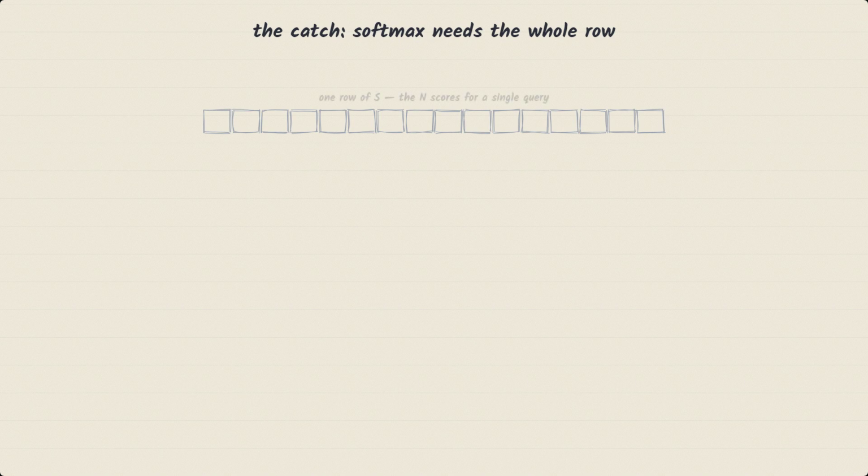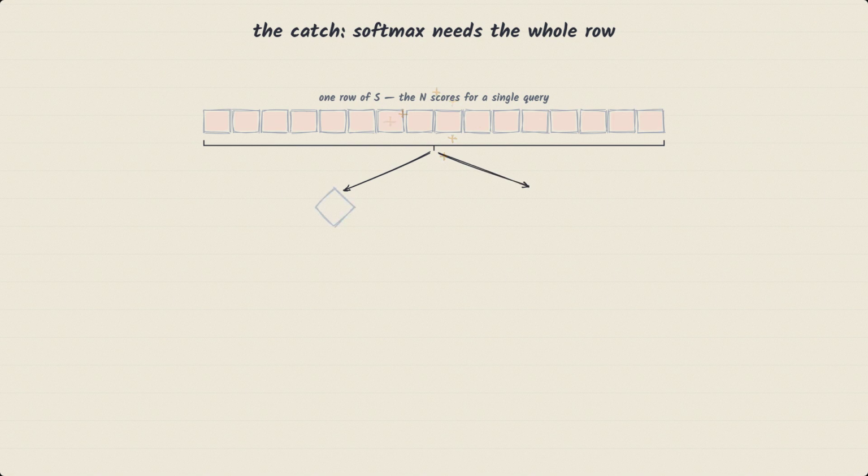Here's the obstacle that stops the naive approach. Softmax over a row needs the entire row. To normalize even a single entry, you need the maximum across all n scores for numerical stability and the sum of all n exponentials for the denominator. Both are reductions. They couple every column in the row together. You can't finalize any one weight until you've seen all of them.